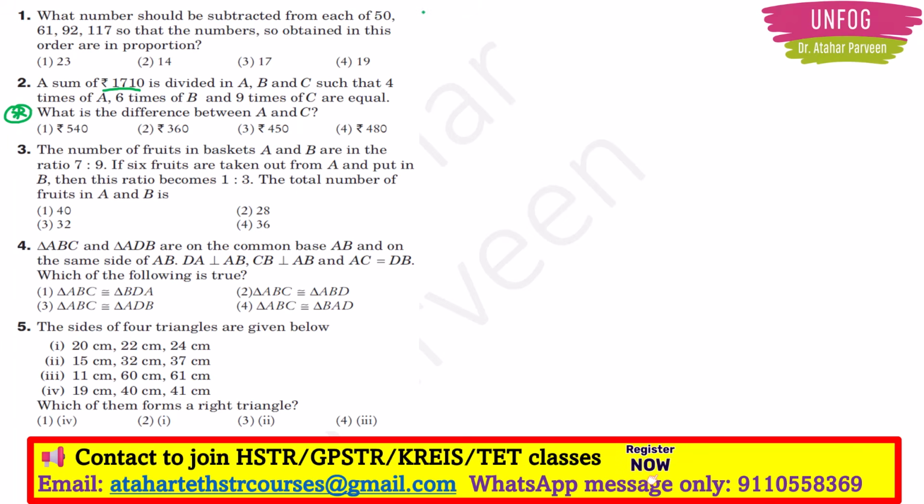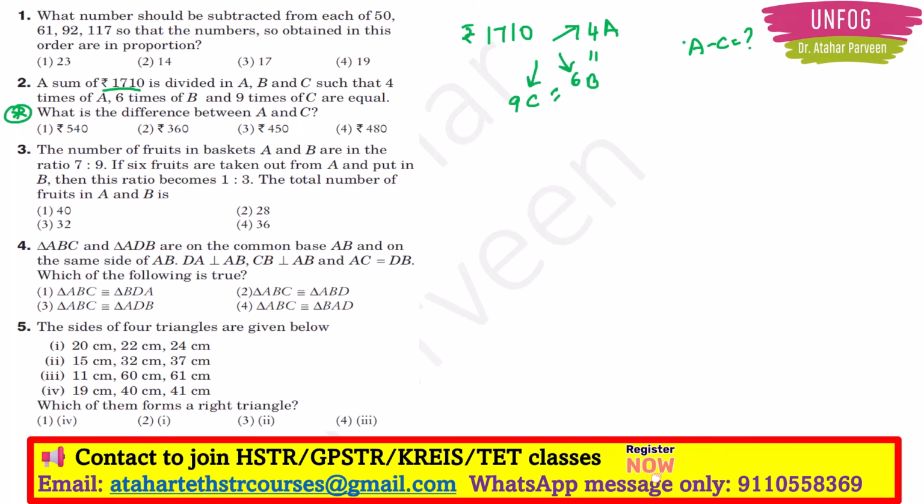Okay, so understanding the question first. They are telling that a sum of rupees 1710 is divided in A, B, C such that 4 times of A, 6 times of B and 9 times of C will be equal to each other. You have to find the difference between A and C. This is the question here.